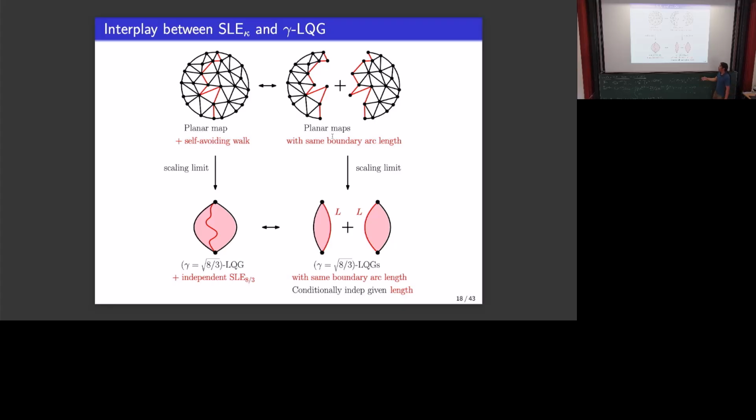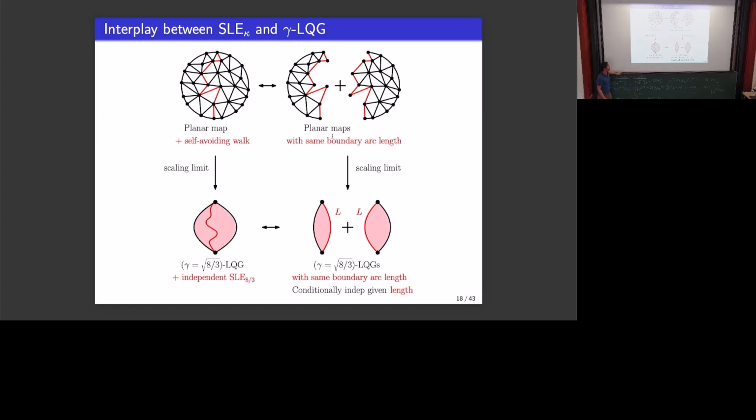So on the left-hand side, we have a self-avoiding walk on top of a planar map. It's not too much of a stretch to expect you should get Liouville quantum gravity with some kind of SLE curve on top of it. The part you cannot see in the discrete, though, is that they should be independent of each other. This is kind of a miracle.